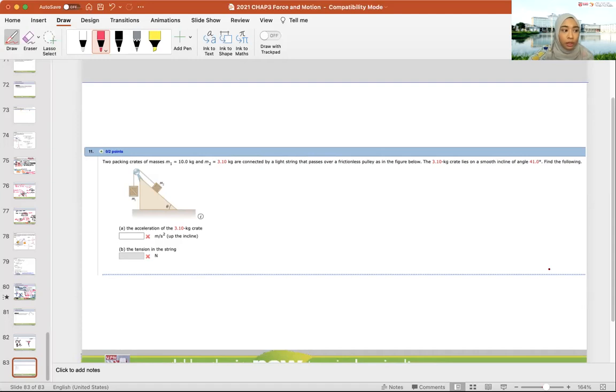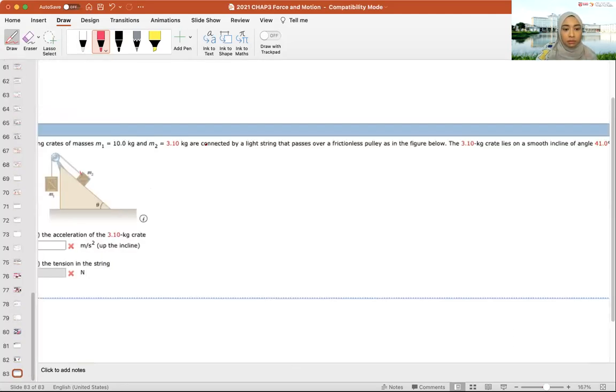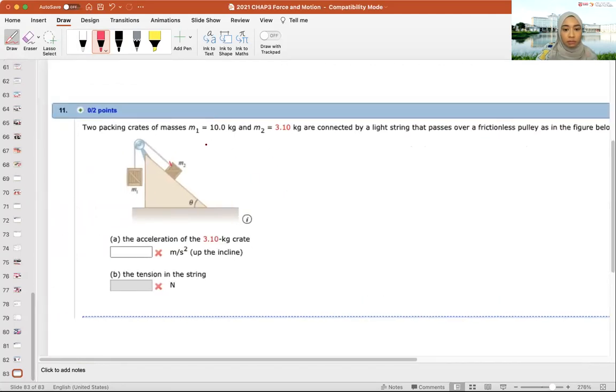string. Okay, what force do I need to remember when I have a string? What force is there? Okay, tension, or T. Correct. So you have tension, T. Let me make this bigger. Okay, so your T goes here. This is your T and this is your T.